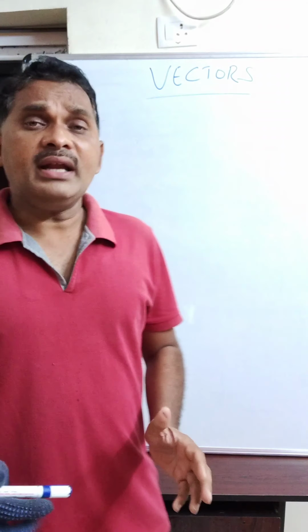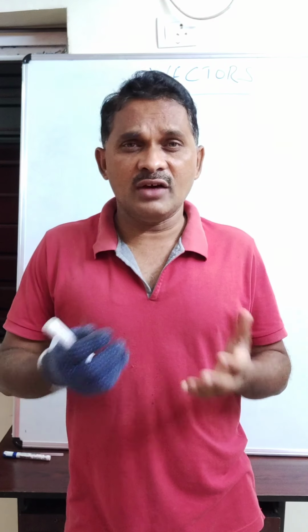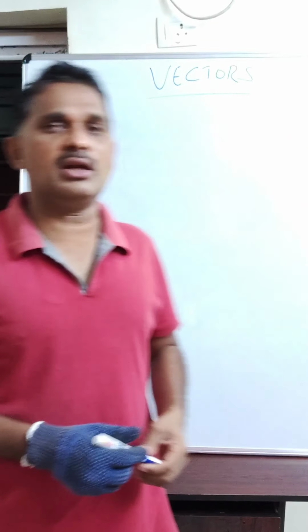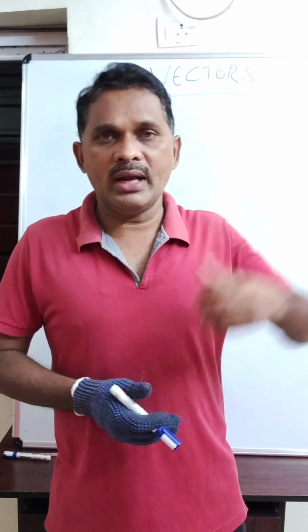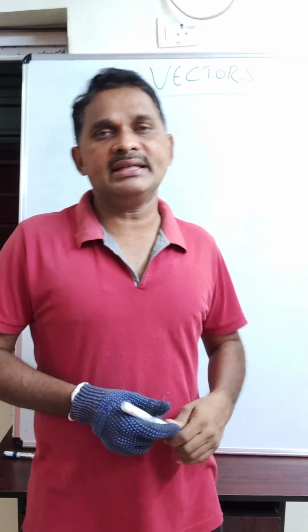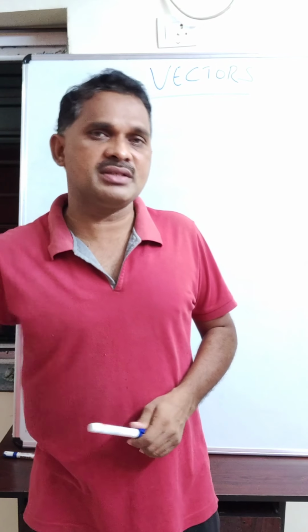So what is a vector? It is a branch of science that deals with the study of measuring physical quantities. What is a physical quantity? A physical quantity is something which can be measured. How do we measure a physical quantity? Actually, physical quantities are of two types. One is scalar physical quantity, another is vector physical quantity.